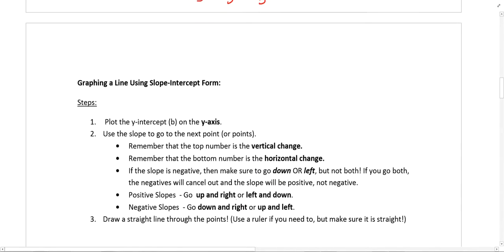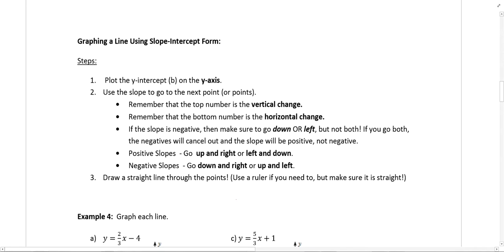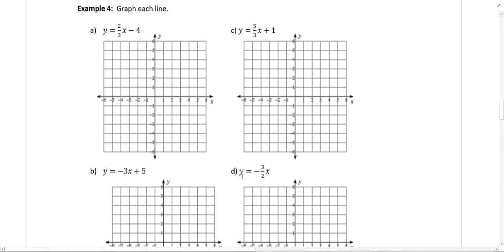Okay, last concept we're going to look at is how to take a line and graph it in slope-intercept form. So let's just look at the examples. We have y equals 2/3 x minus 4, and we want to make a graph. So before, what we did was we made a t-table. Remember? Well, we don't have to do that anymore. Slope-intercept form is very easy to graph without a t-table at all.